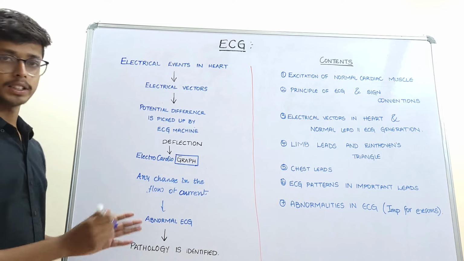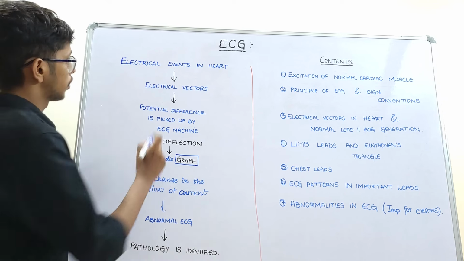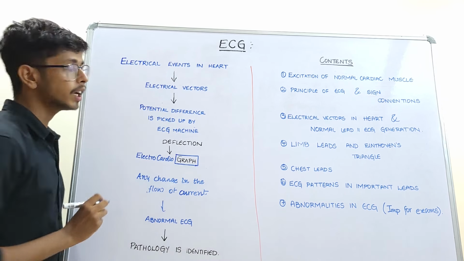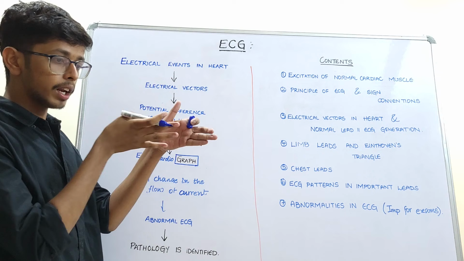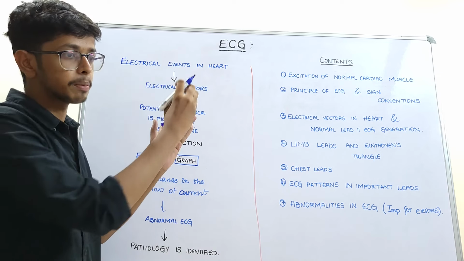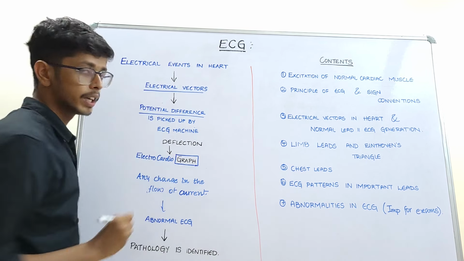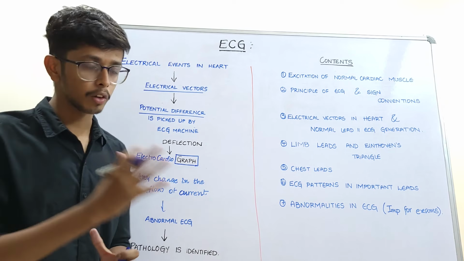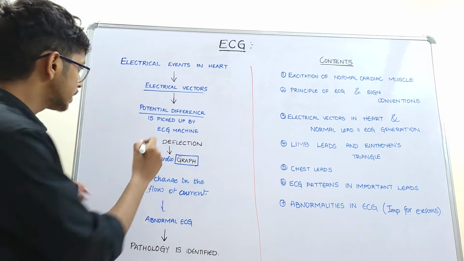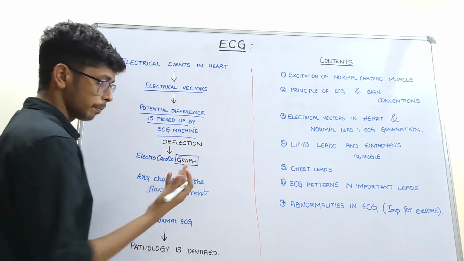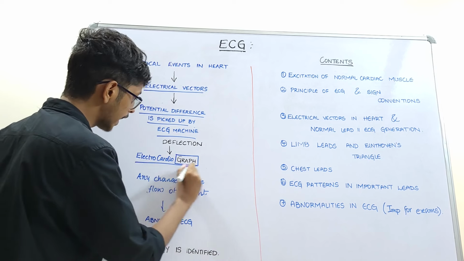Let's understand what is ECG, how does it function. We will get an overview of the concept which we are going to discuss now. First of all, when there are electrical events in the heart, these electrical events are represented as vectors. That means if there is an electrical impulse transmitting from atria to the ventricle, it is represented as a vector. And these electrical vectors will create a potential difference. A potential difference is created when there is movement of the current. When there is a movement of the charge, a potential difference is created between two leads. And these potential differences are picked up by the ECG machine. The ECG needle will be deflected, and these deflections will create the electrocardiograph.